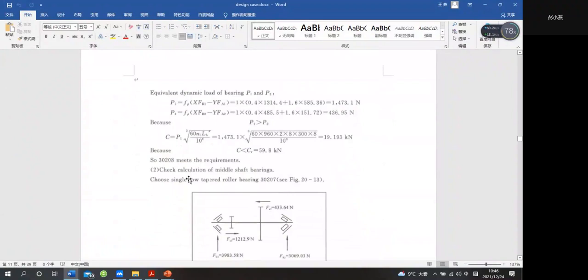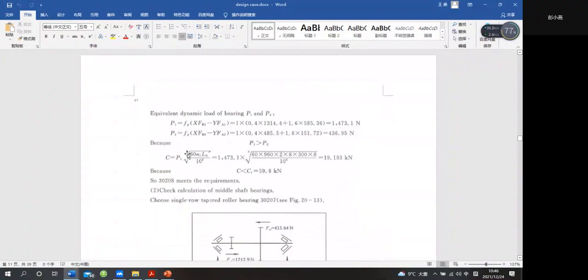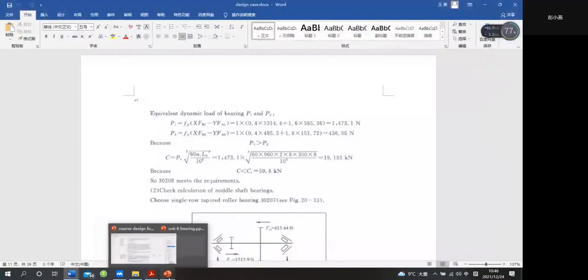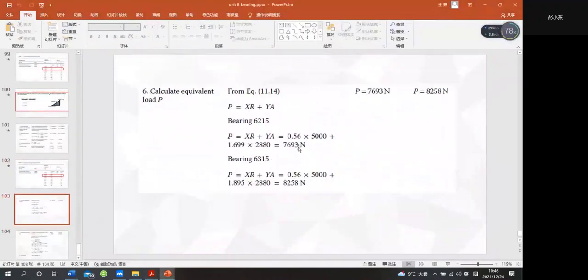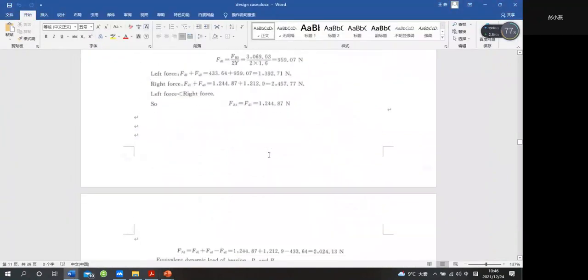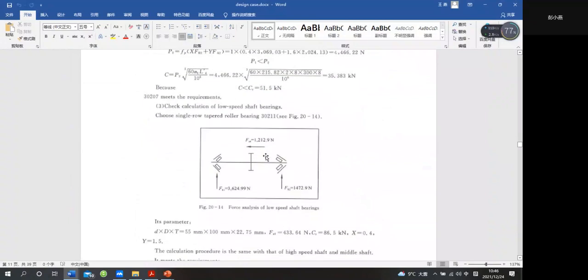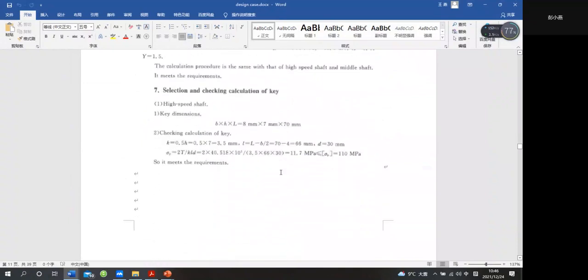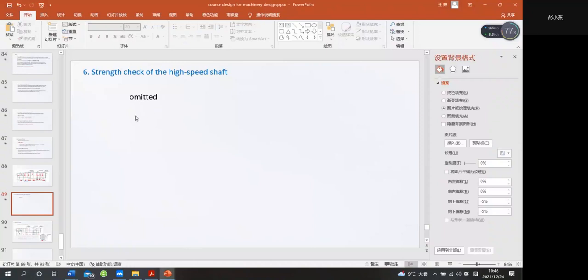And then we should use this to check the bearing life, okay? And it's also very difficult. So we omitted the two procedures. Okay, you needn't check the strength and the bearing life. Of course, it's too difficult, so we omitted these two procedures.